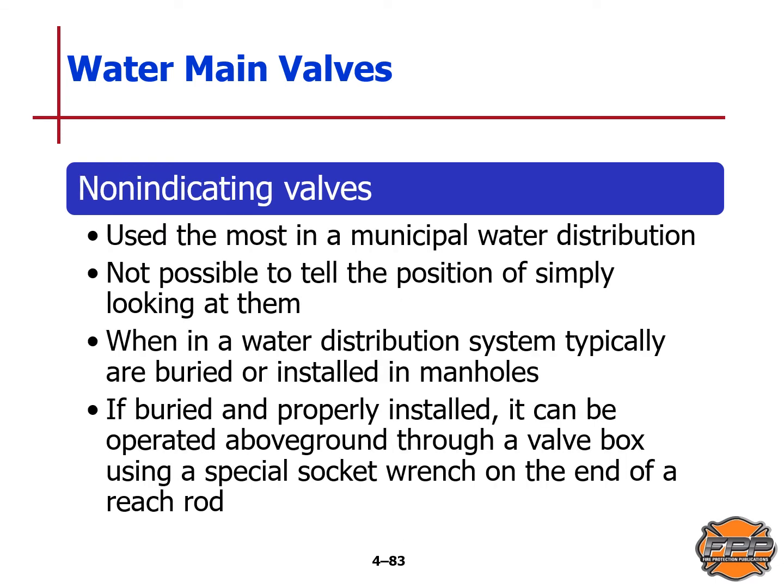Non-indicating valves are the type used in most municipal water distribution systems. It's not possible to tell the position of a non-indicating valve simply by looking at it. In a water distribution system, they are typically buried or installed in manholes. If buried and properly installed, it can be operated above ground through a valve box using a special socket wrench on the end of a reach rod.